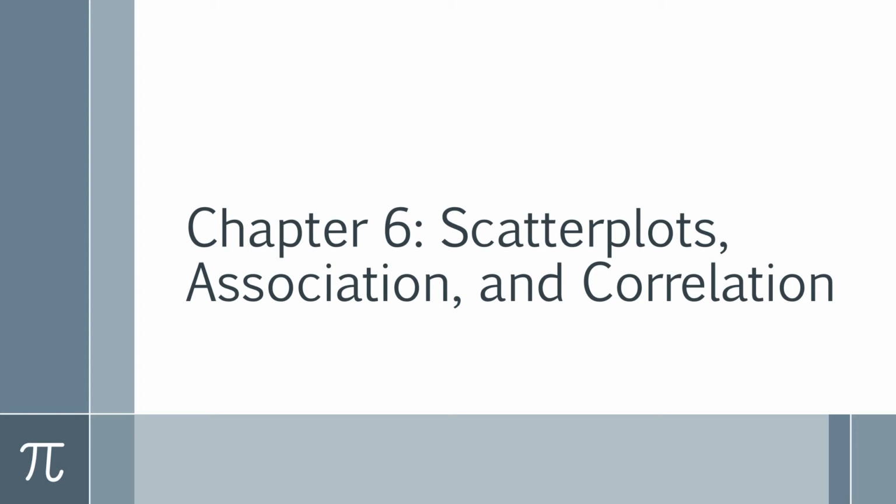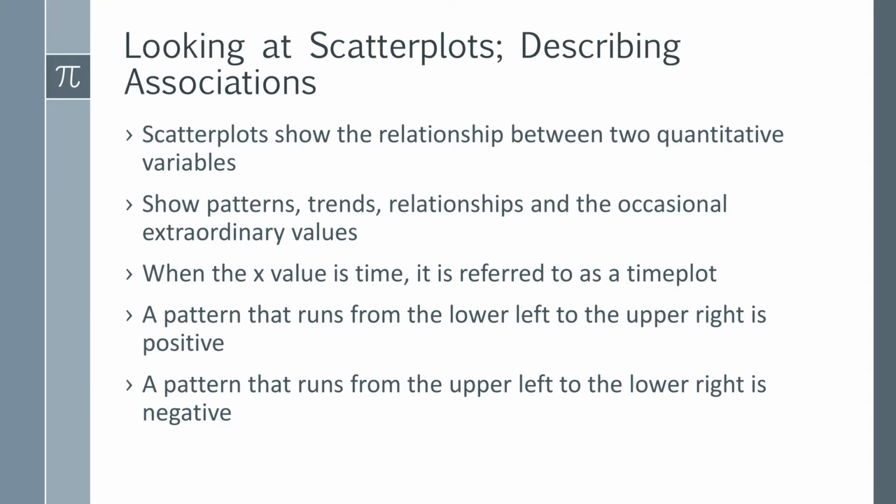Chapter 6, Scatterplots, Association, and Correlation. Scatterplots show the relationship between two quantitative variables. They can show patterns, trends, relationships, and the occasional extraordinary values. When the x value is time, it's referred to as a time plot.